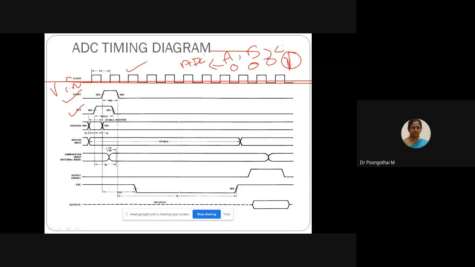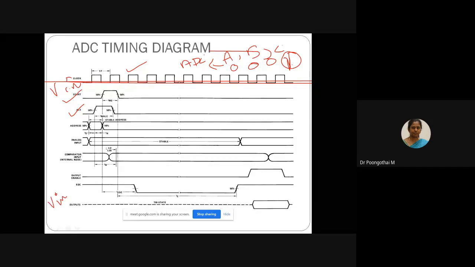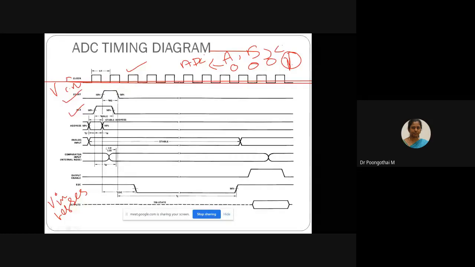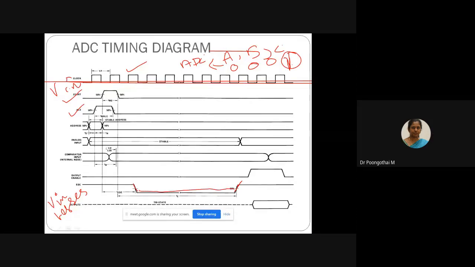The moment VIN becomes lesser than the digital output, at that time your end of conversion is asserted high. Initially it is low for a particular time period. Once the conversion process is over, this value becomes high. So end of conversion is asserted high to indicate the analog value is converted.